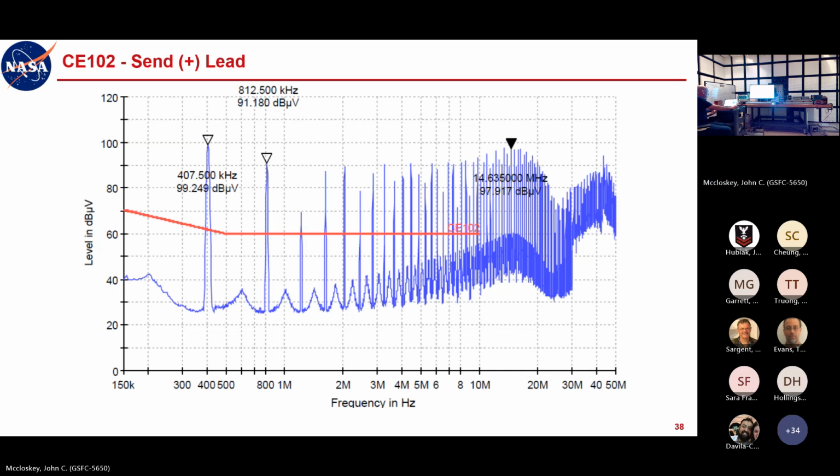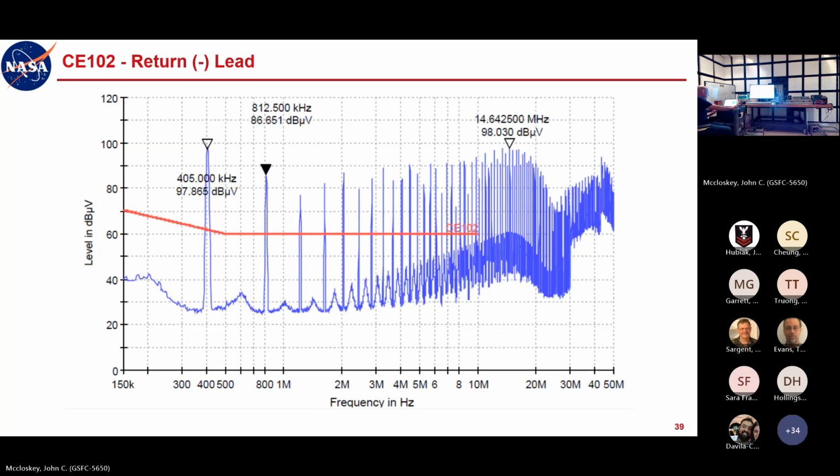So this is our send lead. We go to the return lead. Very similar, a little bit different. But the fact that it's a little bit different tells us we probably have significant contributions of differential mode and common mode. If they're exactly the same, then it's likely that one of those modes is dominating. But the fact that they're a little bit different means we probably got a bit of both.